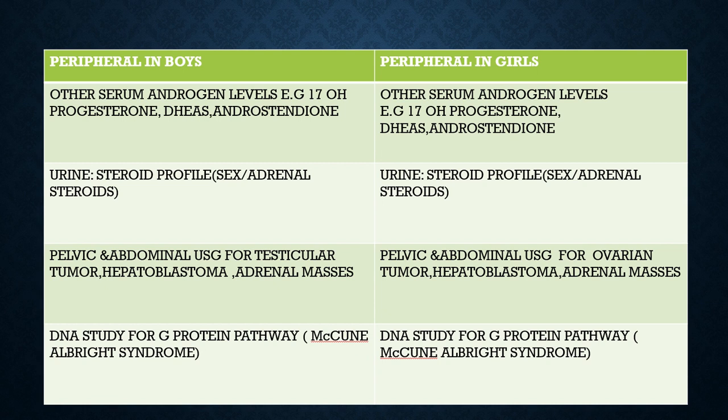In peripheral precocious puberty in the girls, what are the investigations? Exactly similar to the investigations done in boys for peripheral precocious puberty. You have to do the serum androgen levels, urine for steroid profile, pelvic and abdominal ultrasound for ovarian tumor, hepatoblastoma, adrenal masses, and DNA study for G protein pathway to find out the cause of McCune-Albright syndrome.